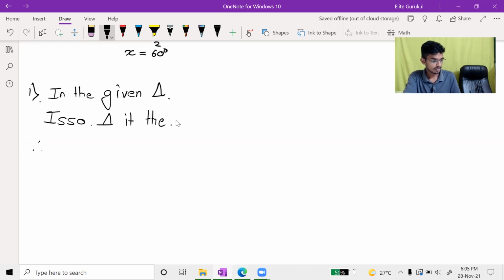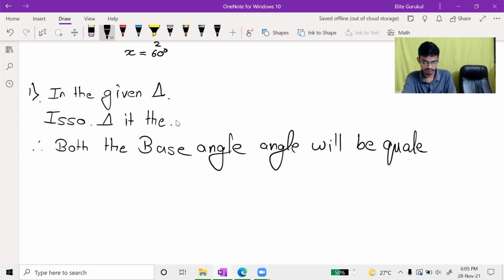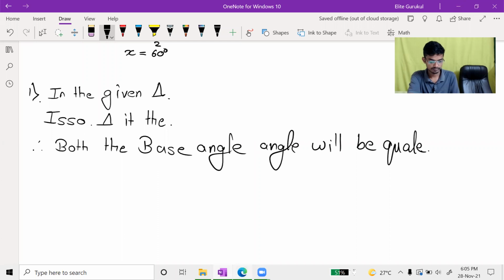Therefore, both the base angles will be equal. See, these are the base. Base means the bottom. Base means downstairs. See, both these angles are at the bottom. That's why I wrote that base angles will be equal to each other.